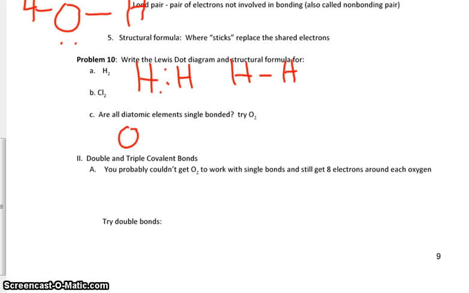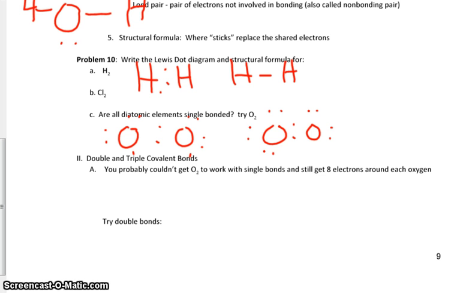Ready? So here's my oxygen. I need to create my bond, and now that I used up 2, I have 10 electrons left. All right, so here we go. Well, that didn't work out too well. Let me try it again. All right, I still have 10 electrons, so I'll go 1, 2, 3, 4, 5, 6, 7, 8, 9, 10. Well, that's not too good.